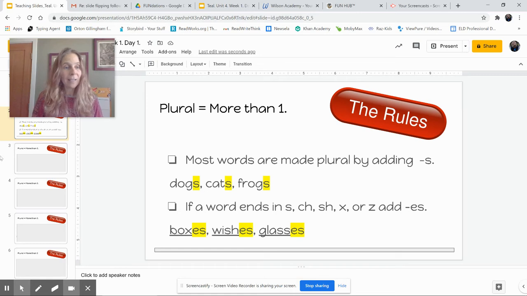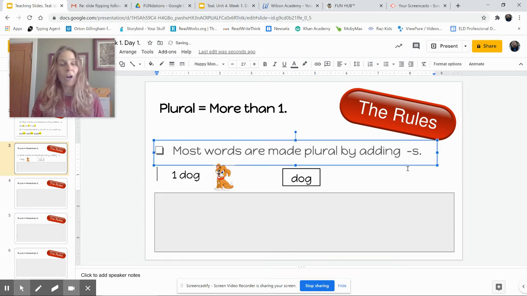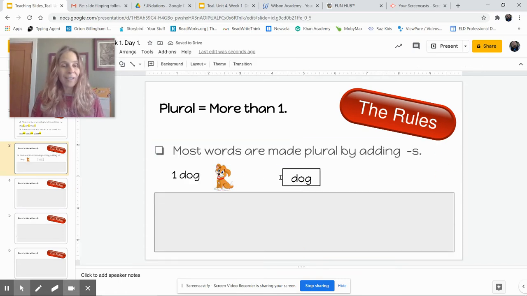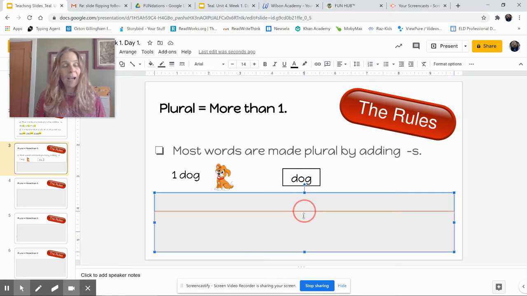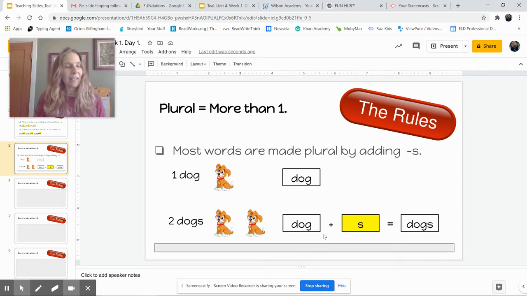Now let's look at a couple examples here. So remember, I'm talking about more than one. So I have one dog. There's my one dog, and it's just spelled my base word dog. Now, if I'm talking about two dogs, I look at the end of my word, it's a G, and I know, okay, I don't need to add an ES because it doesn't end with an S, CH, SH, X, or Z. So I'm just going to add an S. So my word is dogs.